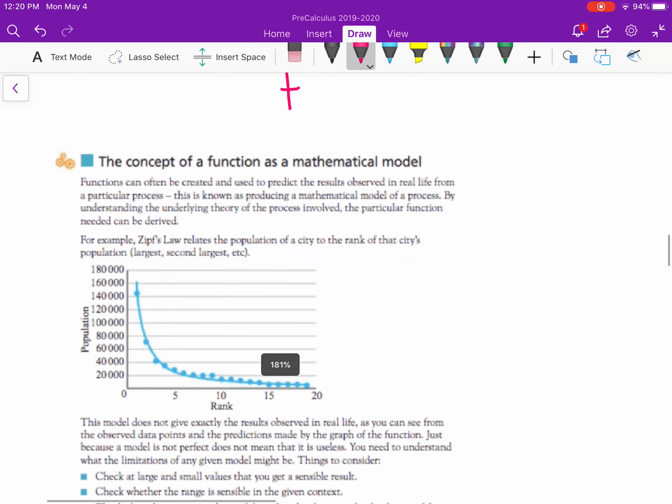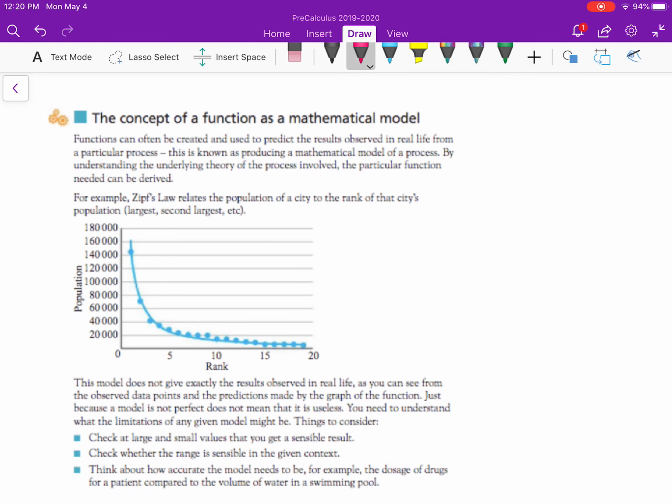Okay, the concept of a function is a mathematical model. Functions can often be created and used to predict the results observed in real life from a particular process.